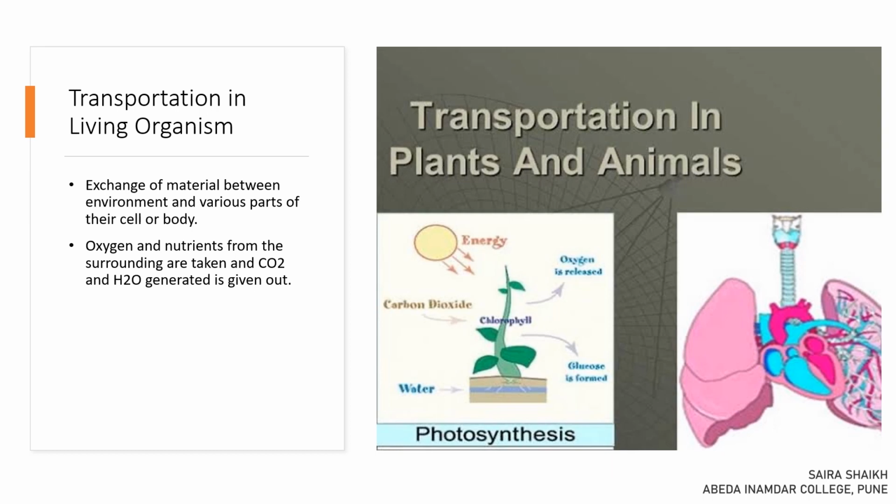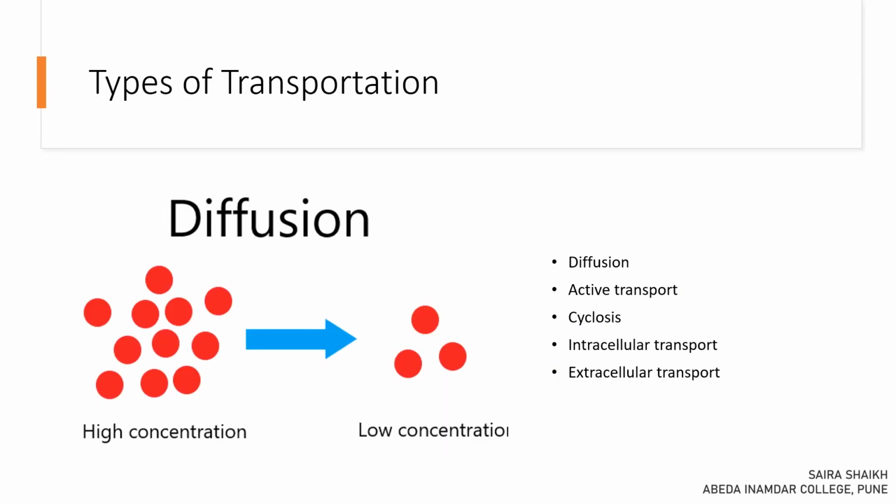Transportation, or circulation, is the exchange of material between the environment and the various parts of our body and their cells. During transportation, oxygen and nutrients are taken from the surroundings, and the CO2 and H2O generated during cell metabolism are released into the environment. There are various types of transportation: diffusion, active transport, intracellular transport, and extracellular transport.